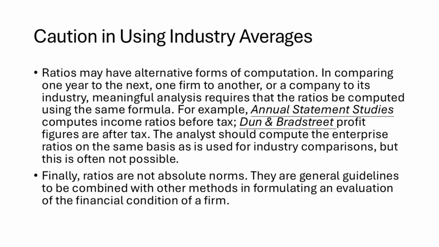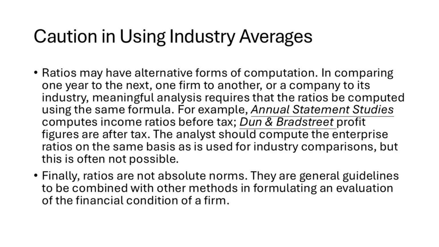Ratios may have alternative forms of computation. In comparing one year to the next, one firm to another, or a company to its industry, meaningful analysis requires that the ratios be computed using the same formula. For example, Annual Statement Studies computes income ratios before tax. Dun and Bradstreet profit figures are after tax. The analyst should compute the enterprise ratios on the same basis as is used for industry comparisons, but this is often not possible. Finally, ratios are not absolute norms.